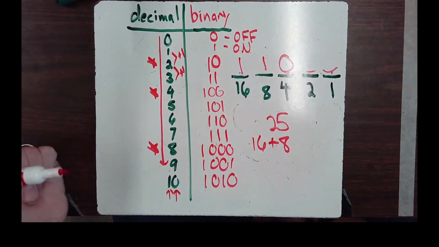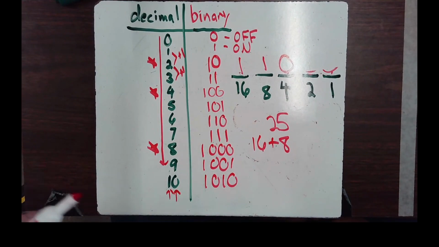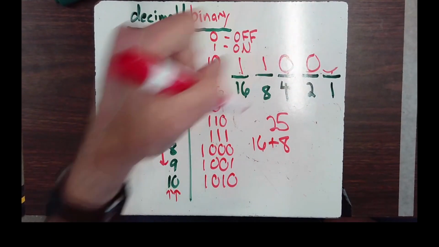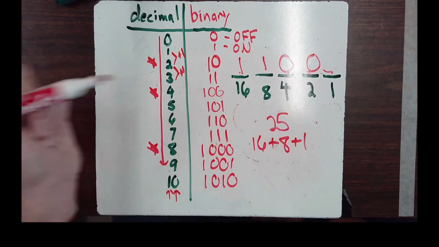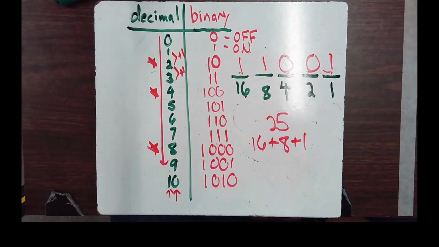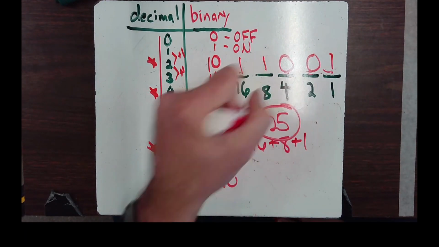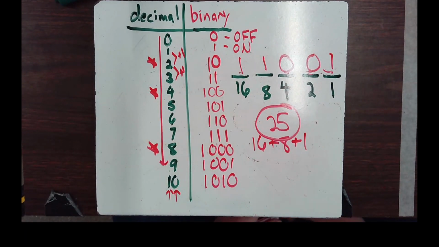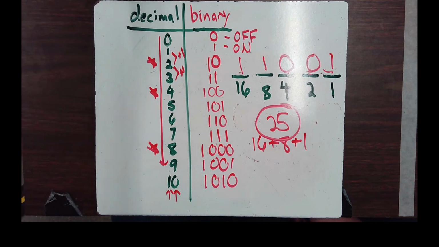So I'll put a 0 there. Am I going to use the 2? No, that would put me at 26. So I'll put a 0 there. Am I going to use the 1? That's plus 1. Yeah, that would put me right at 25. So I'll put a 1 there. So the decimal number 25 in binary is 11001.